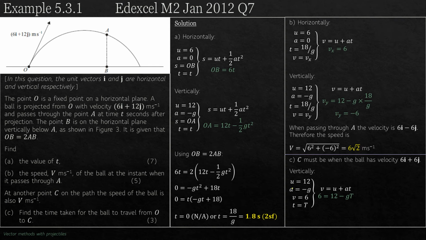Initial velocity 12, acceleration minus g. The final velocity is 6 upwards, so positive 6. Has to be positive, this 6. And time is what we're trying to work out. I've called it capital T just to avoid any potential confusion with the lowercase t from earlier. v equals u plus at. Put these things together, sub in our numbers, and then the time taken, when you simplify, you get 6 over g. You can leave your answer as 6 over g, or you could write it to 2 sig fig, 0.61 seconds.